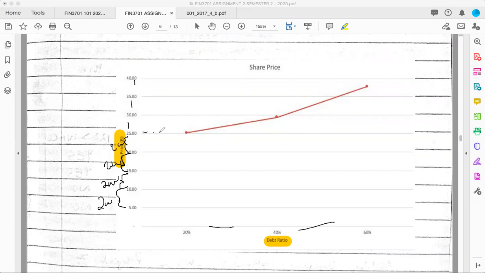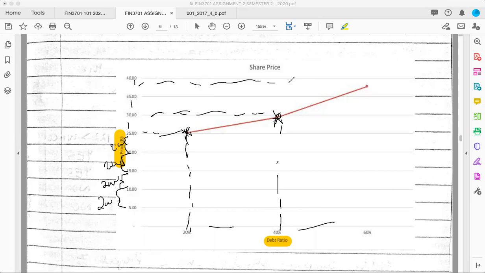And then you could just take your first share price and 20% debt ratio, and then they should cross there. And then your second share price with the 40% debt ratio, then they should cross there. Then your last share price, I think it's 37.70, and 40% debt ratio, and they should cross there. Then you just join. That's how I got that line. That's how Excel did it. Then you join and you will have your graph.